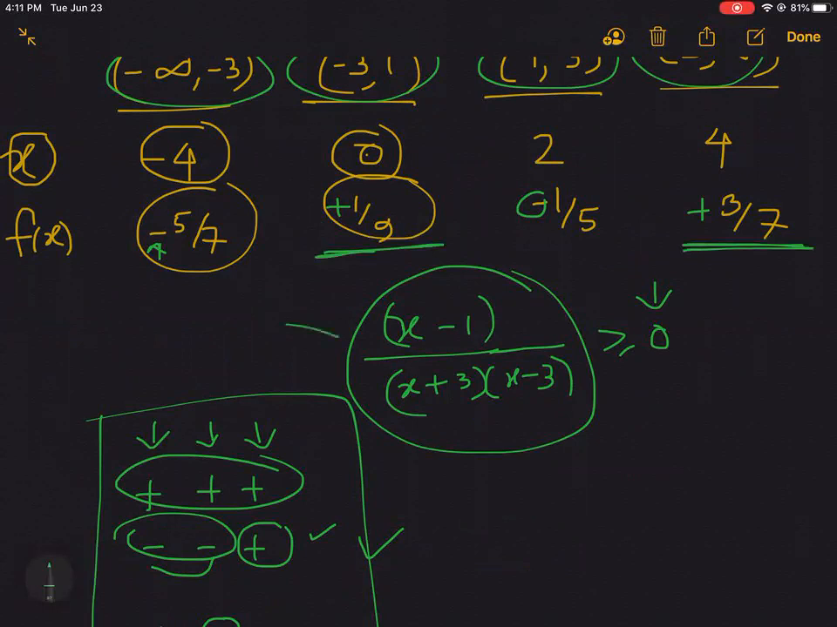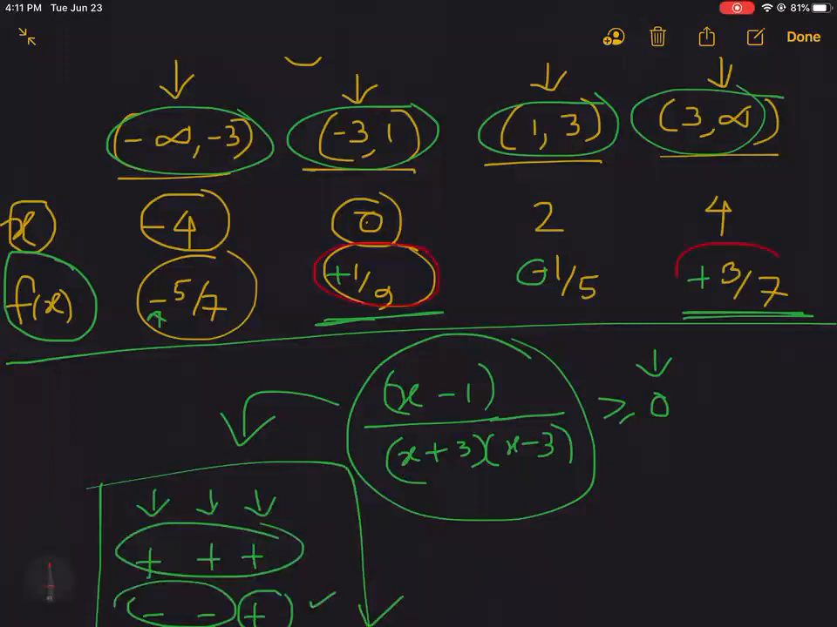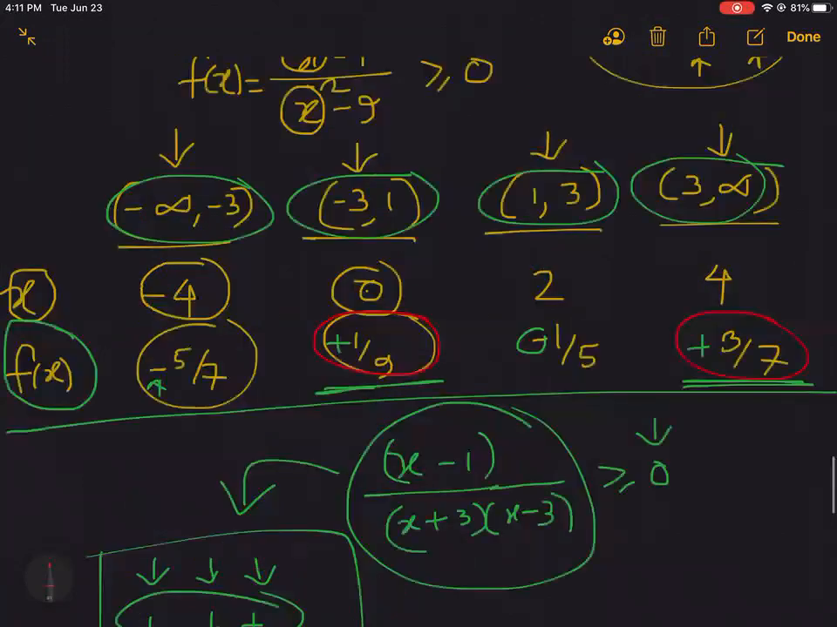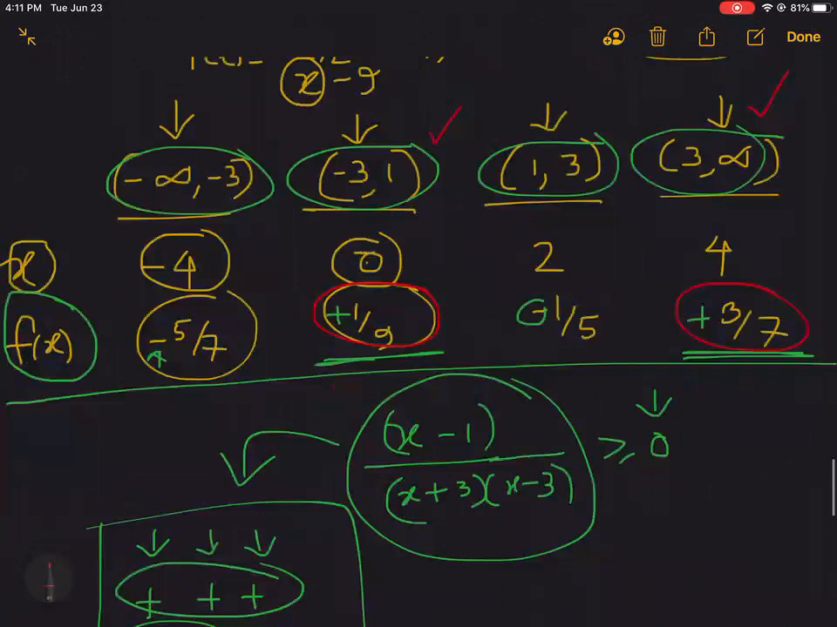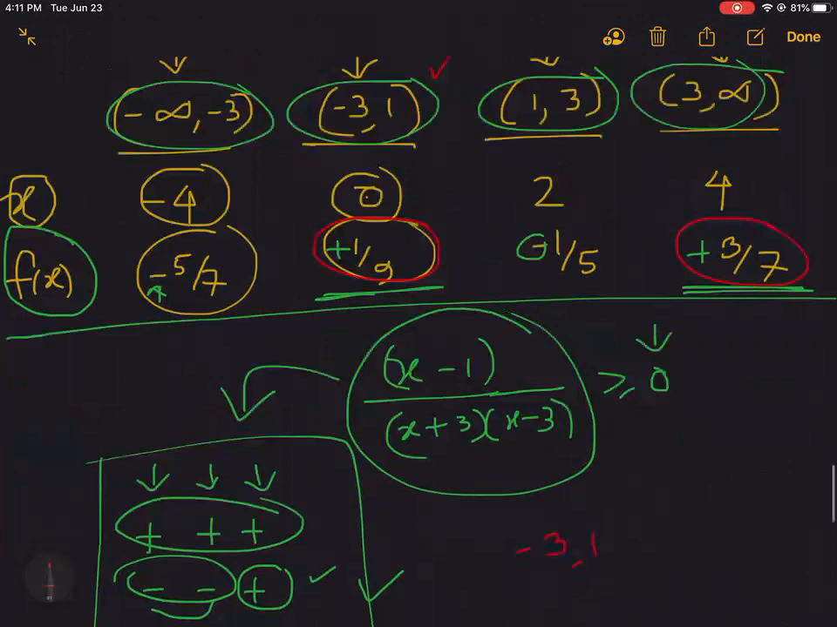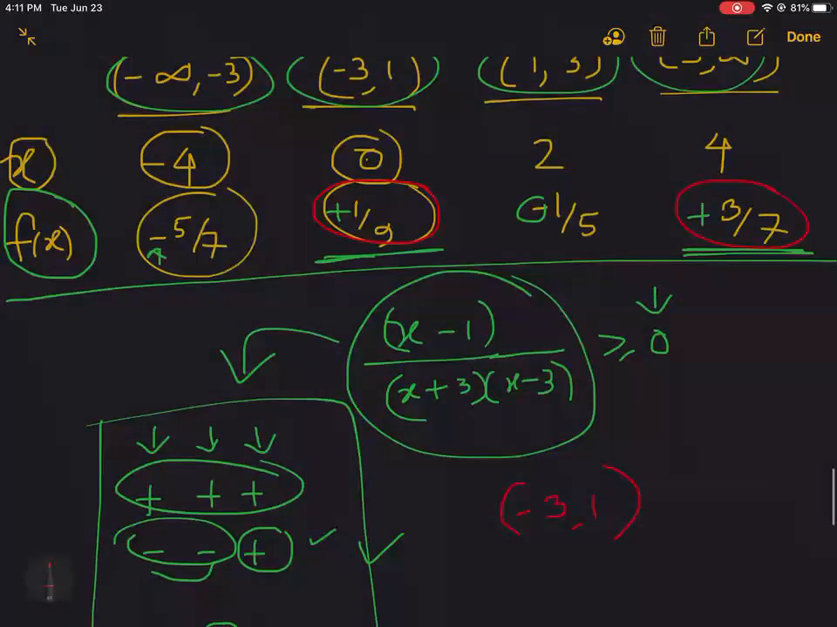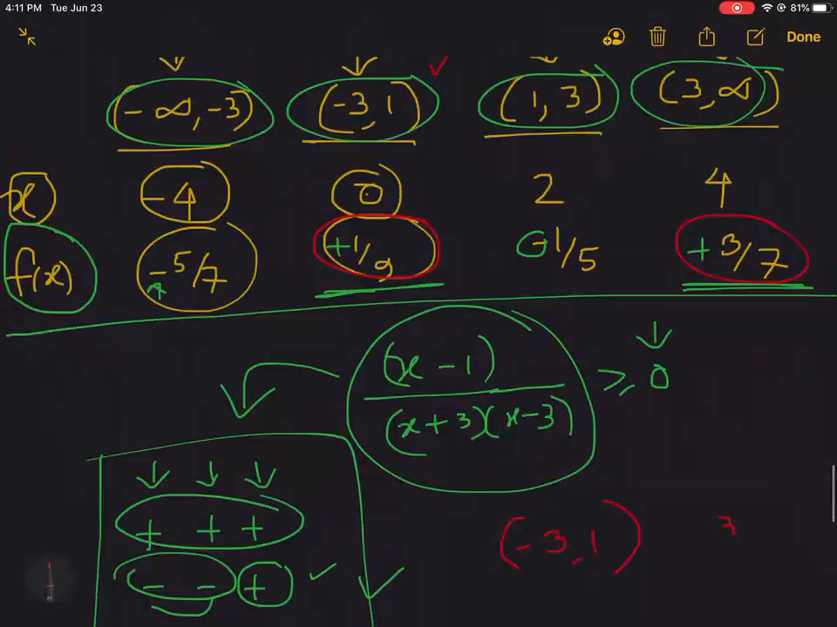This is the basic idea, by the way. But for this problem, you don't need to check that, because you already have the functional value. And as I'm repeating myself, only for 2 of these you have a positive value. So clearly, your answer would be this interval and this interval. So it will be -3 to 1, and it will be 3 to infinity.